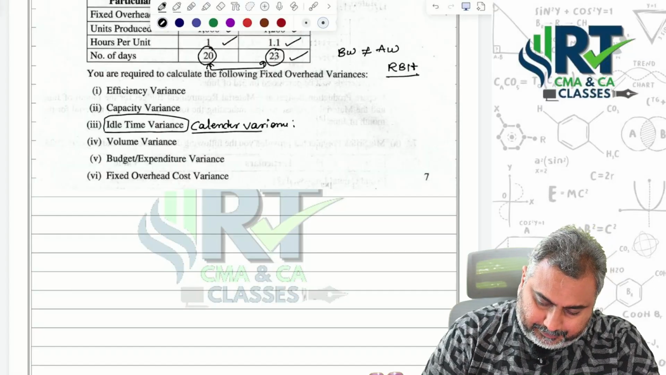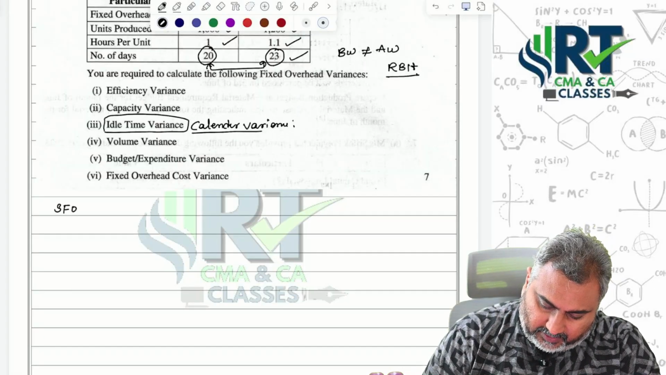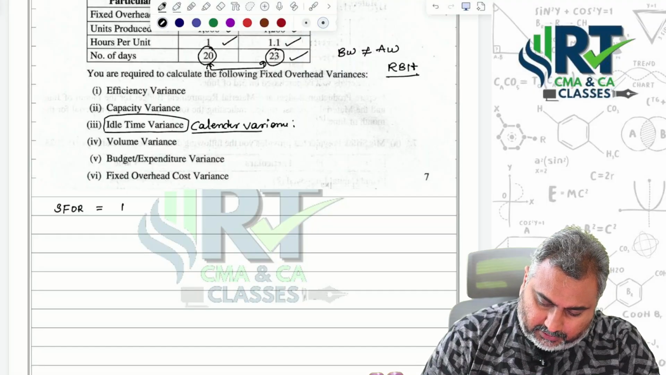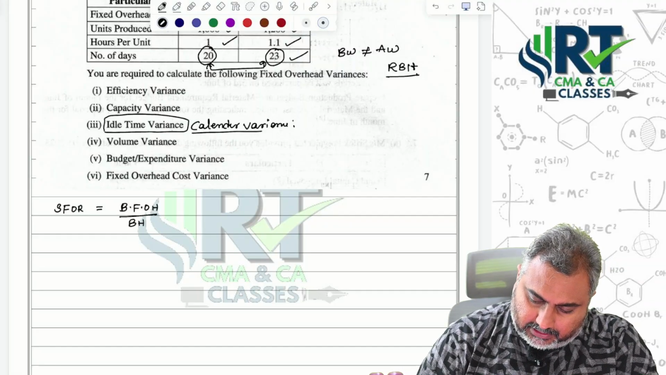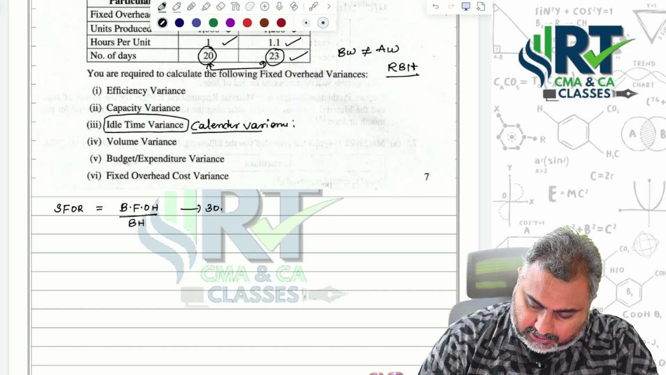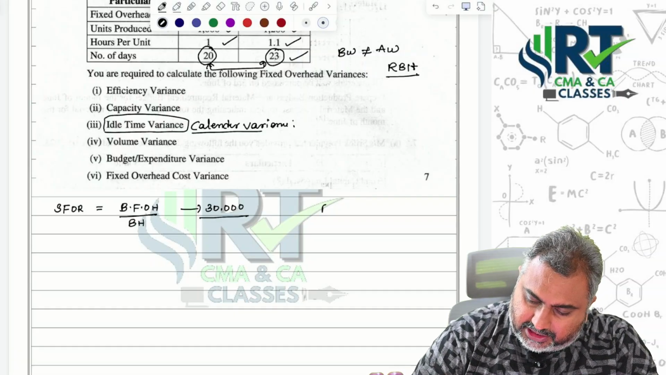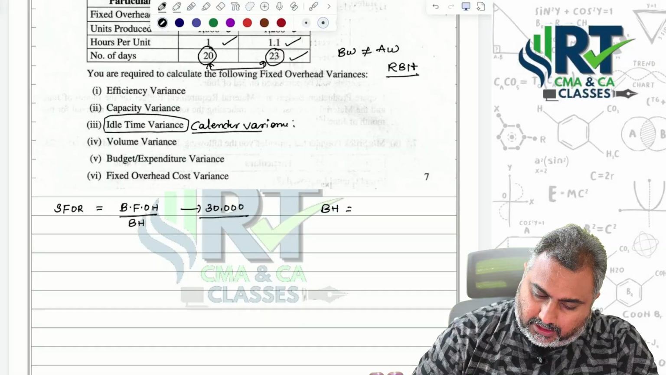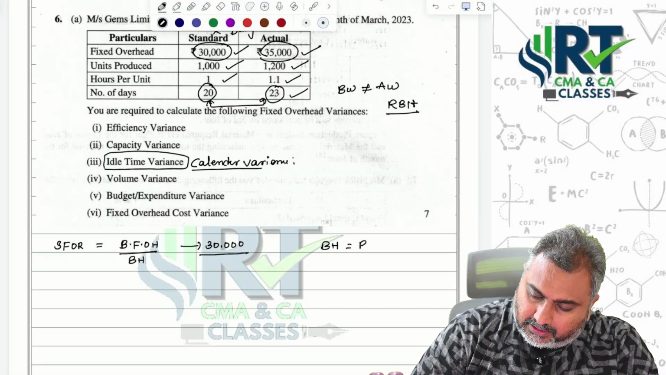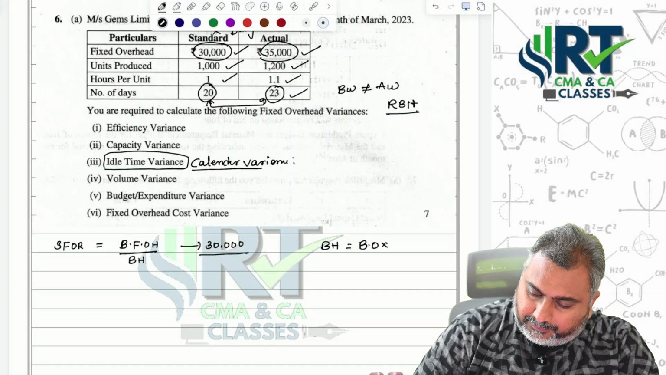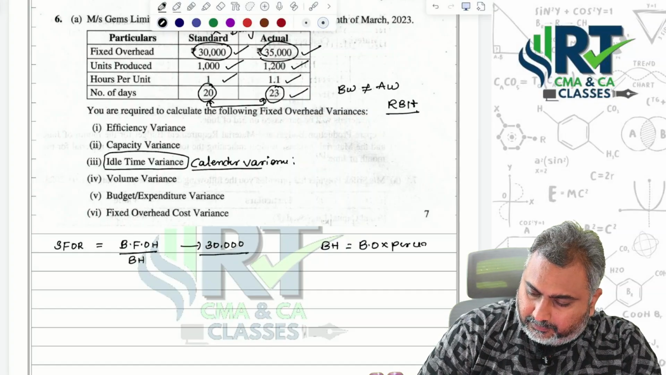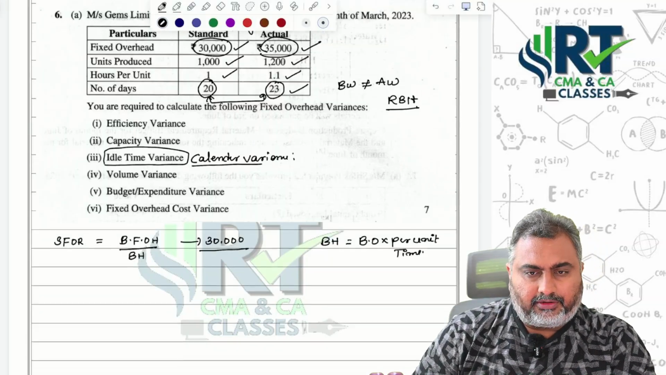First start with SFOR. What is the formula? Budgeted fixed overheads divided by budgeted hours. This 30,000 is already given in the question, but this was not given in the question. Budgeted hours equals how many units we are budgeting? Budgeted output into per unit time.